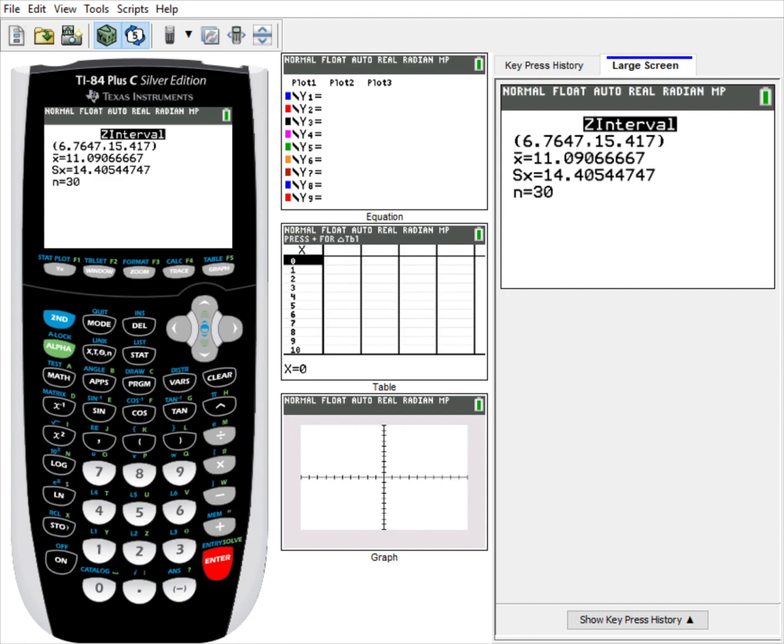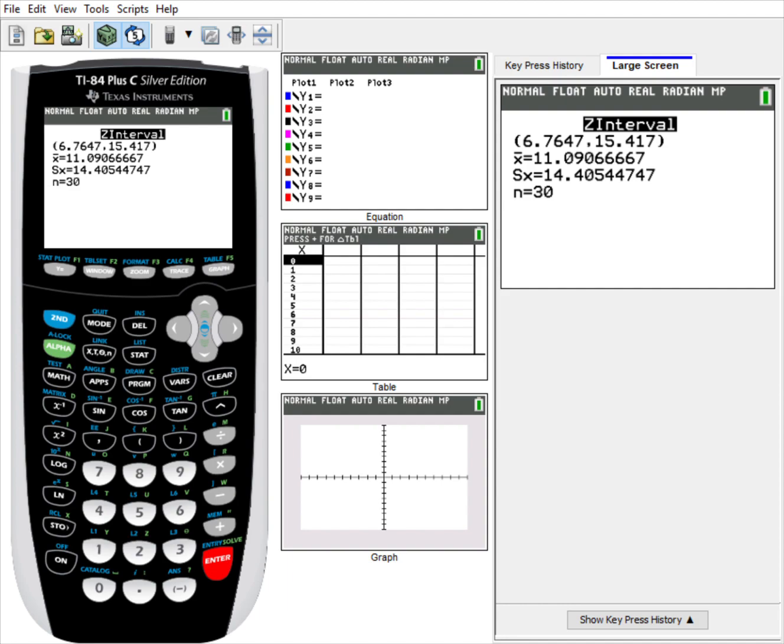I'll actually read the one that's in the book because this sentence is pretty good. They say, hence, one can be 90% confident that the population mean of the assets of all credit unions is between 6.752. They have 6.752. We have 6.76. If you want more decimal places, put 6.7647 millions and 15.417 millions of dollars based on a sample of 30 credit unions.